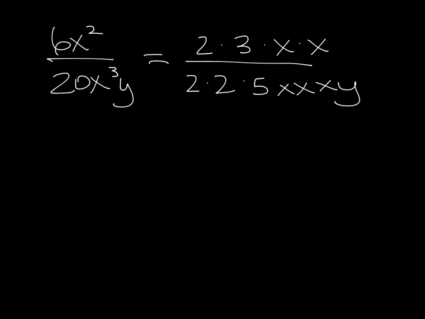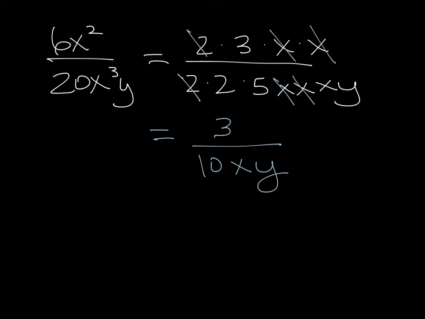All right, so to simplify the fraction, we're going to mark out anything that's alike on the top and the bottom. So we've got a 2, we have an x, we have another x. Nothing else is alike. So my final answer is 3 over 2 times 5 is 10, and I have an x and a y on the bottom. So 3 over 10xy. That is what 6x squared over 20x cubed y simplifies to. We've reduced that rational expression.